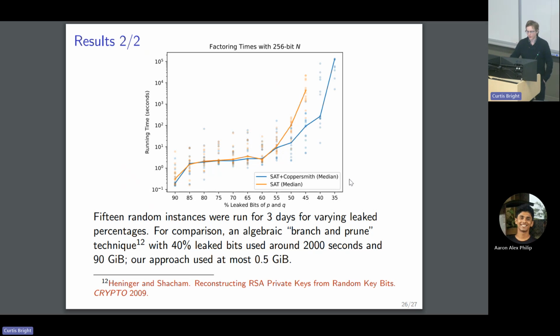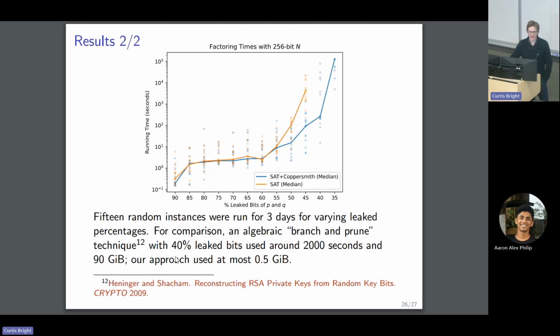And so what we did was we ran our code, we actually had an implementation available. We ran it even with less than 57%, so it's going to take exponential time, but we could compare against it. For example, at 40% leaked bits, their code was taking around 2,000 seconds, and we were taking around 100 seconds. The way they wrote it, they were actually storing all the branches in memory.